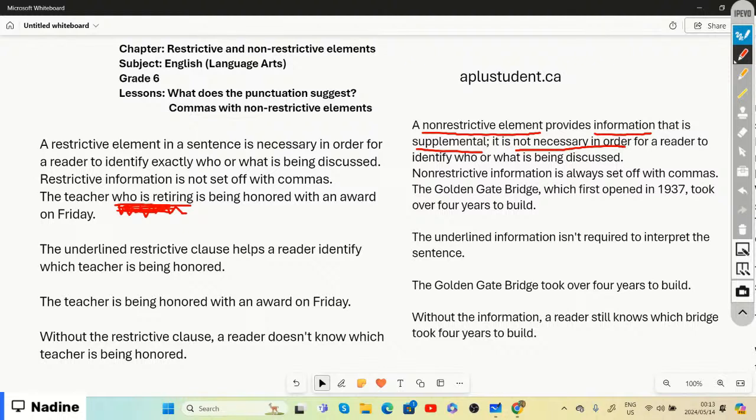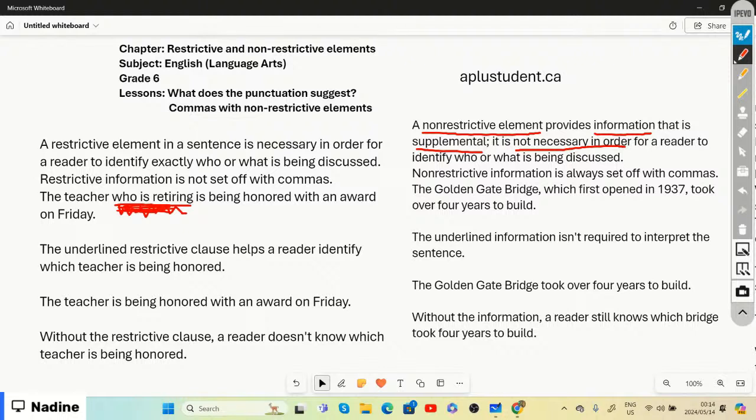She had mentioned that already. So now we know Miss Nadine is going to get an award on Friday, right? And how do you know Miss Nadine is going to get an award? Because we are specifying by saying that the teacher who is retiring is being honored with an award.